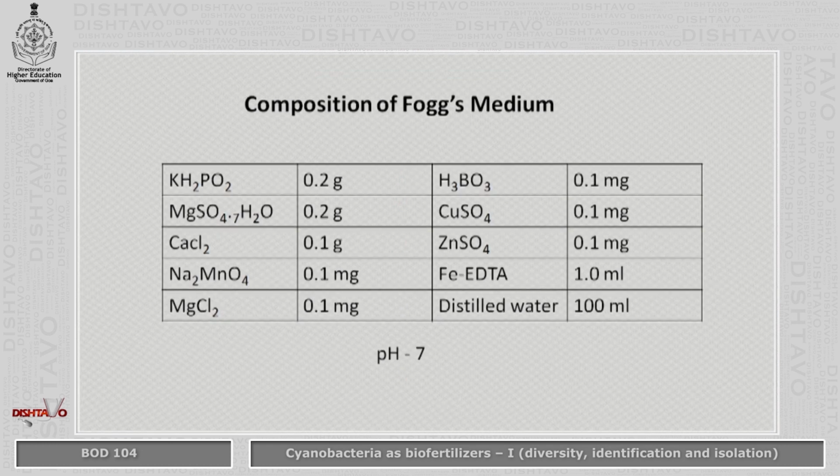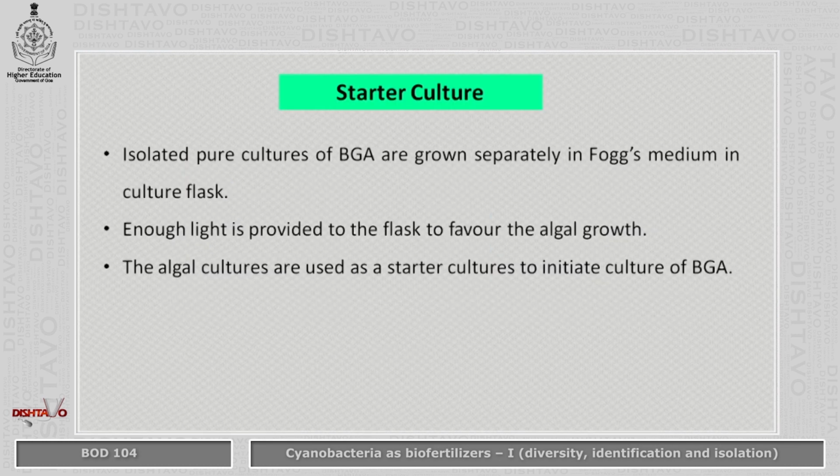Now here we can see the composition of Fox medium, which is the main medium used for the culturing of blue-green algae, wherein the pH is maintained at 7. A starter culture is nothing but, once the pure culture is identified, the blue-green algae are grown separately in Fox medium. Enough light is provided to the flask to favor algal growth. And these algal cultures, which are referred to as starter culture, will be used for initiating mass culturing of blue-green algae.